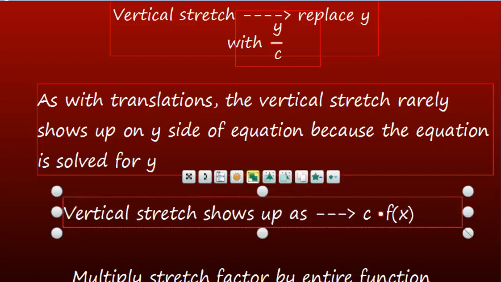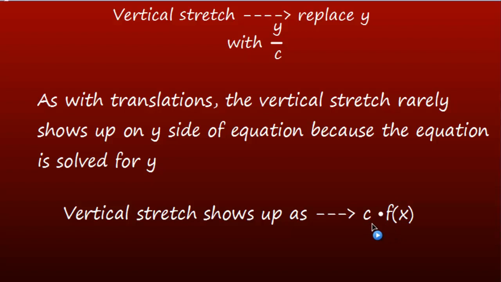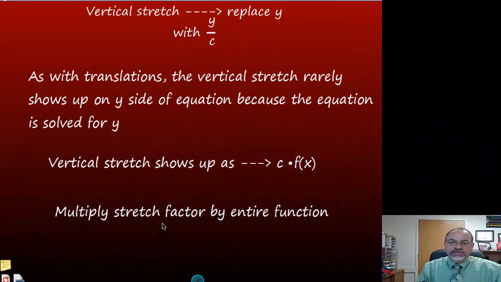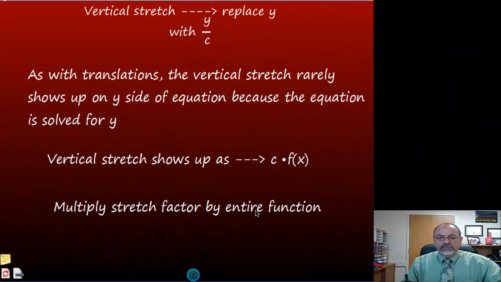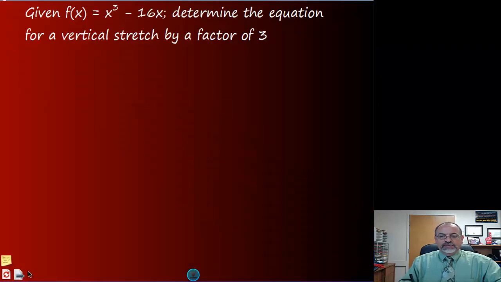So that means we're actually going to multiply the entire function by this value that we're stretching or shrinking by. So we're going to multiply the entire function when we're doing a vertical stretch by that c value. So that kind of explains the nuts and bolts.